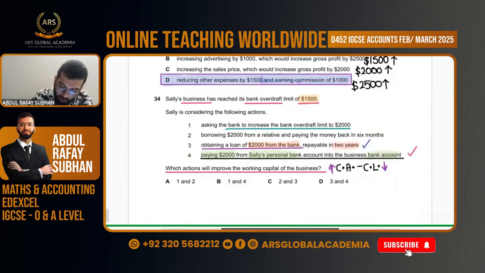So current assets will increase and current liabilities will go down, because you can now pay your overdraft limit. You can now pay the bank overdraft. So again, liquidity and working capital will improve, although non-current liabilities are also increasing. The working capital will increase, although non-current liabilities are increasing. But at the end of the day, it is helping you improve your working capital.